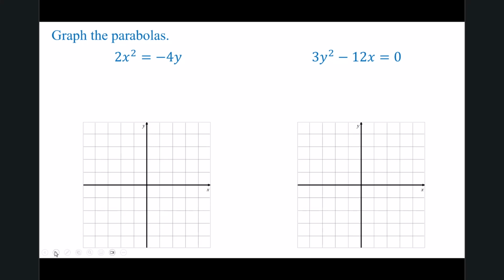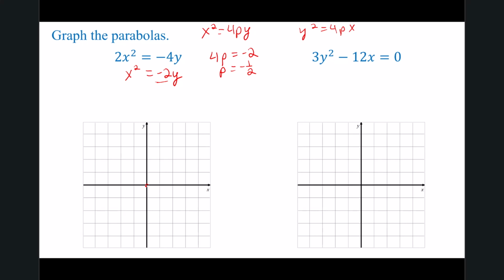Let's try to graph a couple of parabolas. So we want these equations to look like x squared equals 4py if it opens up or down, and y squared equals 4px if it opens right or left. So the one on the left has an x squared, which means it's going to open up or down. If I divide both sides by 2, I get x squared equals negative 2y. So I know this parabola is going to open down because this is negative here. I know that negative 2 is the 4p from the equation. Divide both sides by 4, and I get p is negative 1/2.